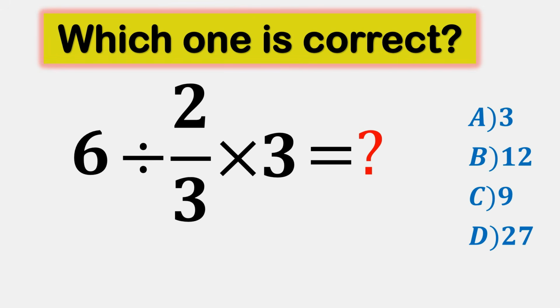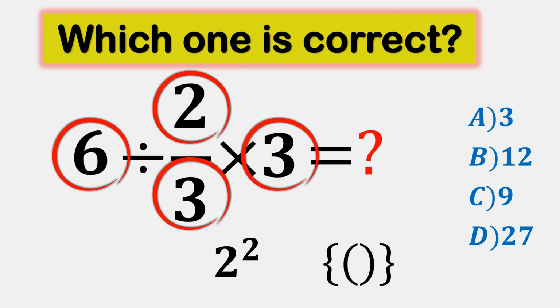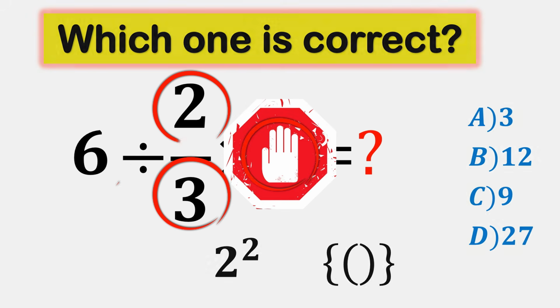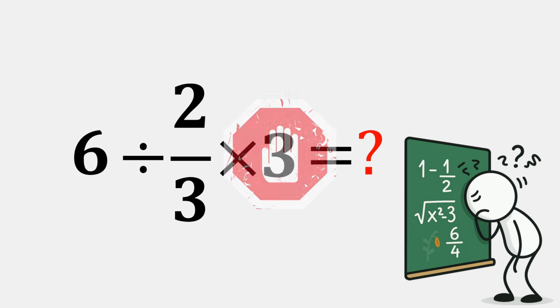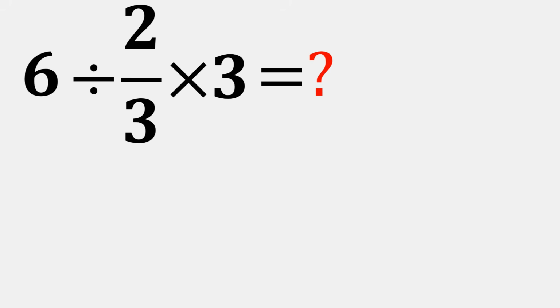Most people get this math question wrong, even though it looks way easier than it actually is. The problem is simple. 6 divided by 2/3 multiplied by 3. Just a short string of operations. No brackets, no exponents, just the numbers 6, 2, and 3. Sounds easy, right? But hold on. This is exactly where so many people make a mistake. Let's break it down carefully and see what the real answer is.